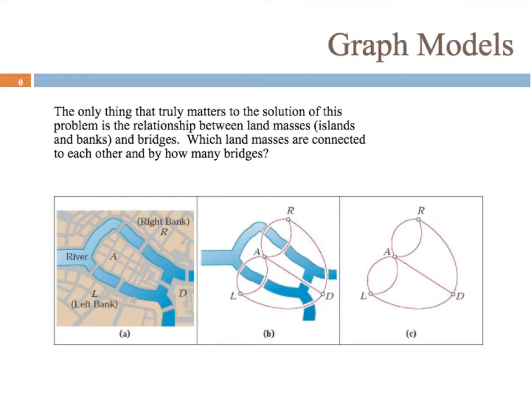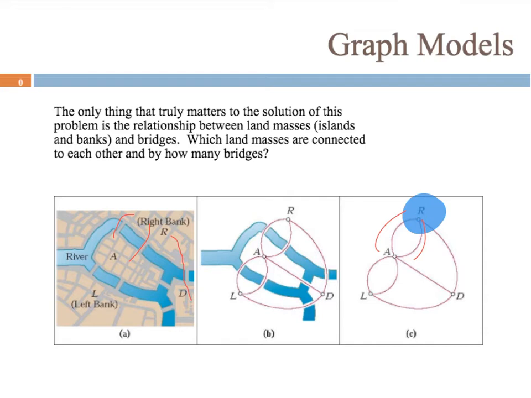For example, vertex R. Vertex R is right here, and it's connected to A and D. Notice that to D there's only one connection, and in the original picture there's only one way we can get from landmass R straight to landmass D. But from landmass R to get to A, there's two choices. We can take this bridge or this bridge, and in the diagram we have the option of going this way or this way.